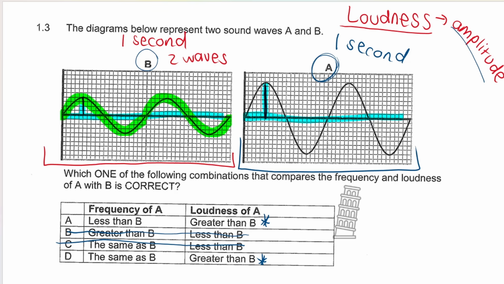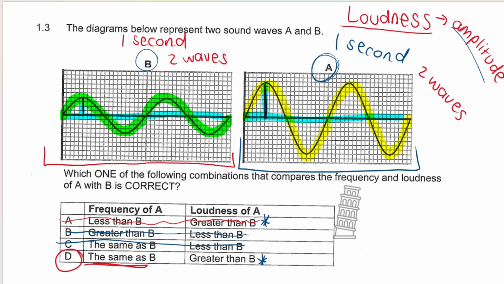What about for A? That's 1 wave. That's 2 waves. So 2 waves for A. So if 2 waves pass in 1 second for B and 2 waves pass in 1 second for A, it means that they have the same number of waves that pass in 1 second, which means that the frequency is the same. So immediately that eliminates this option, and our answer is D. Frequency is the same as B, but the loudness is greater than.